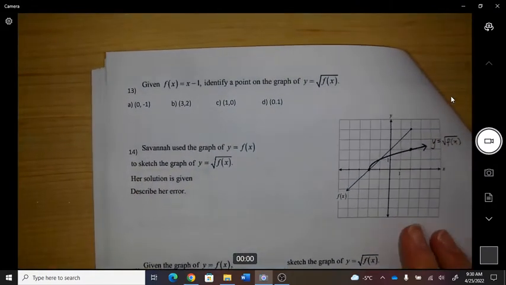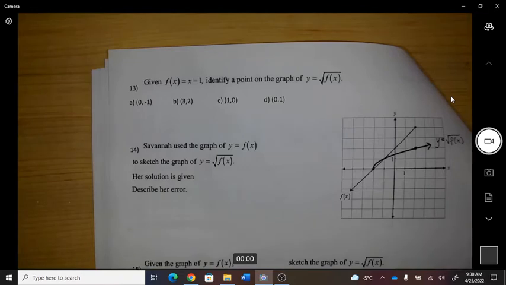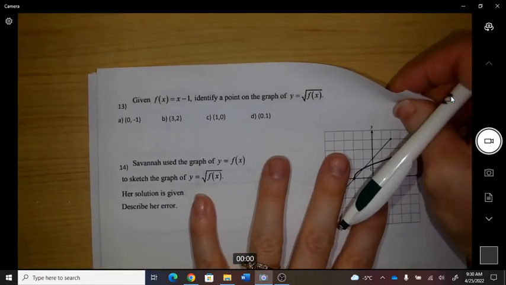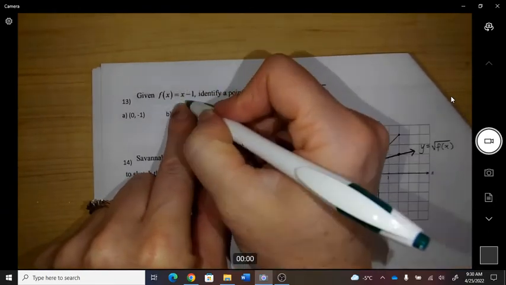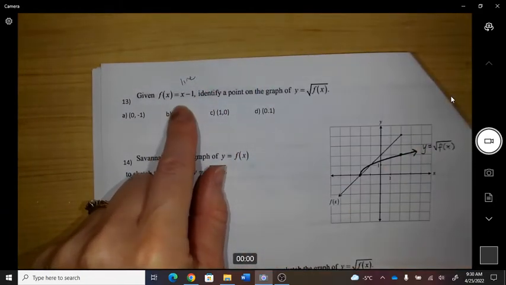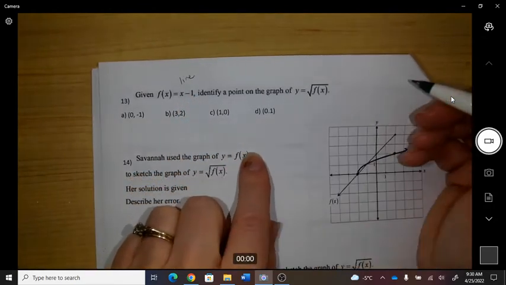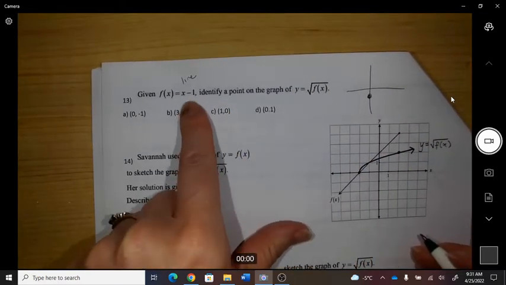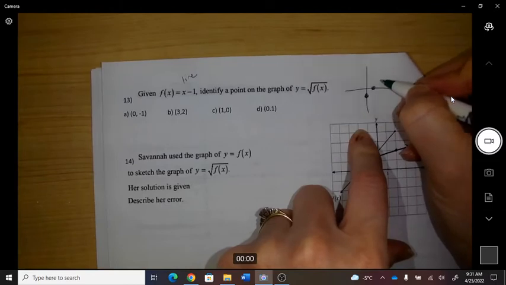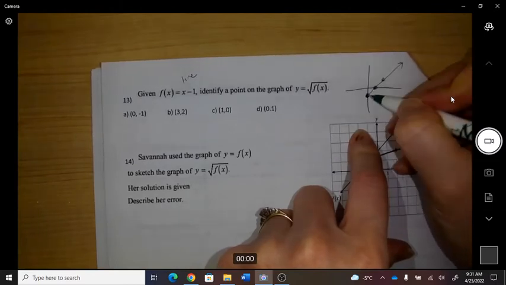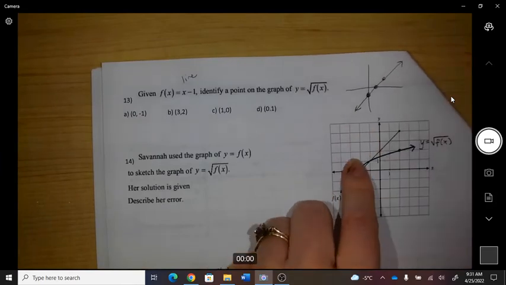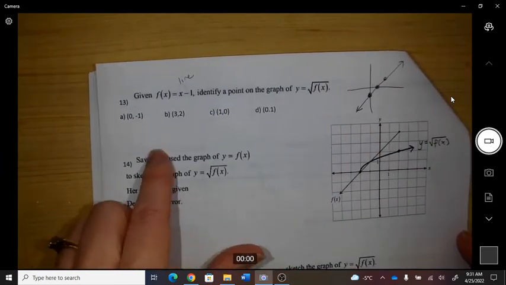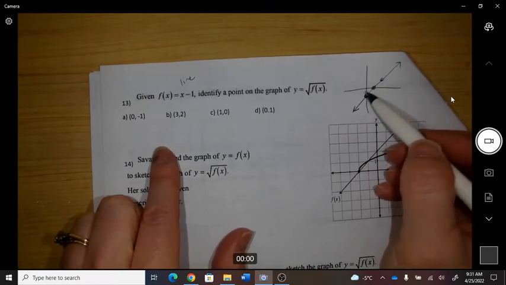Okay, given this function, we're going to identify a point on the square root of f of x. So I'm actually going to do this graphically. So this is a line. What do I know about that line? It has a negative 1 y-intercept, and it has a slope of 1, so up 1 over 1. Okay, so that's that. So if I was to square root this function, this would not exist.